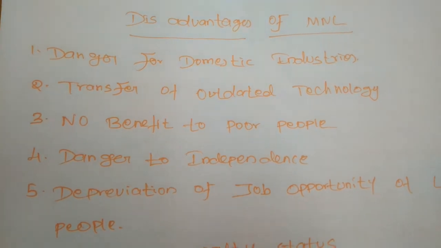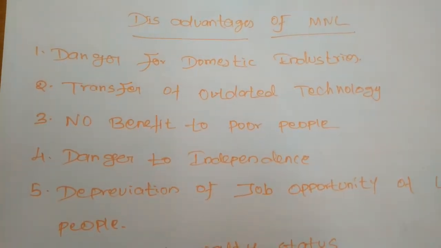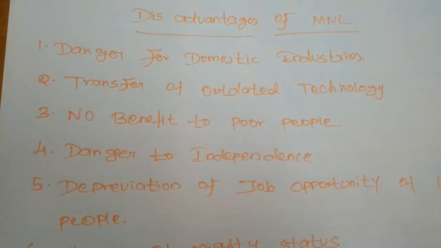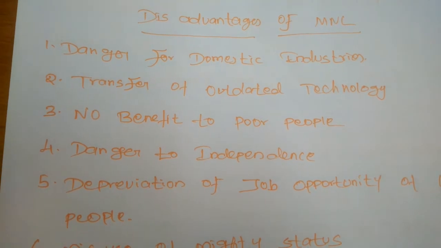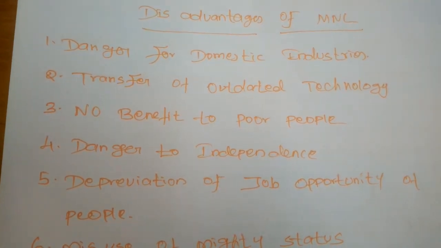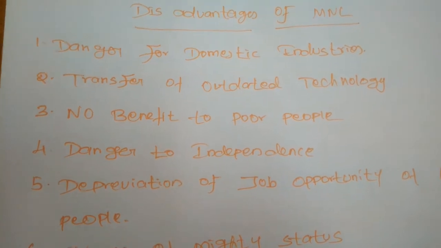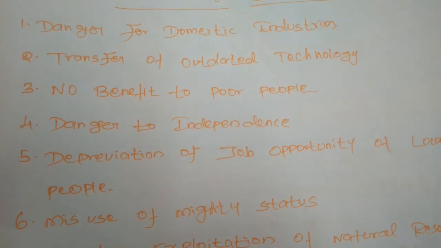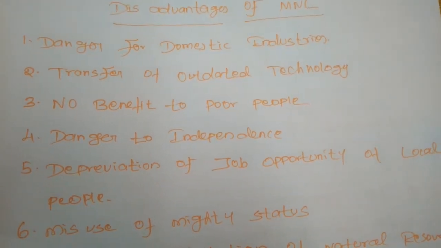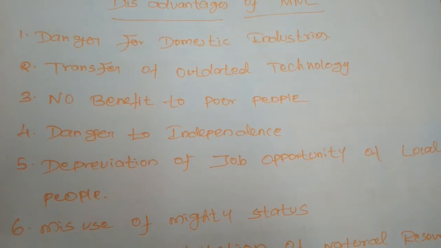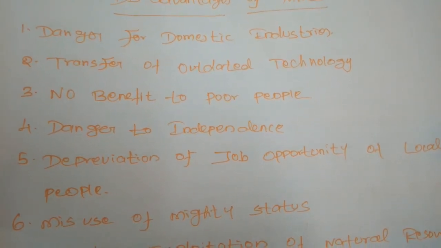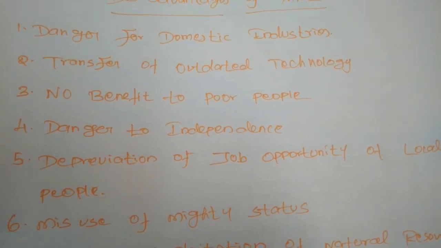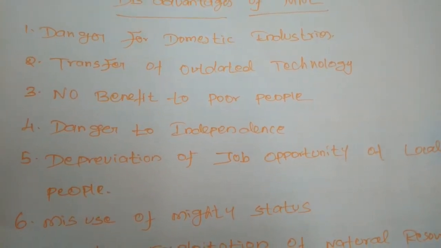First one is the danger for domestic industries. How will the multinational companies become dangerous to domestic industries? Because of their vast economic power, multinational companies pose a danger to domestic industries. Already we have studied that they can establish throughout the world. So normally, if a branch of a multinational company is established in a local country, the domestic industries will be spoiled.